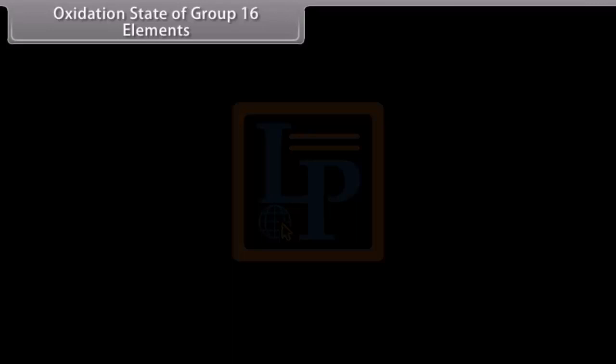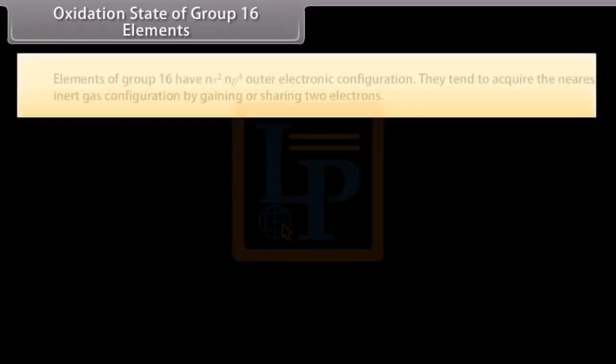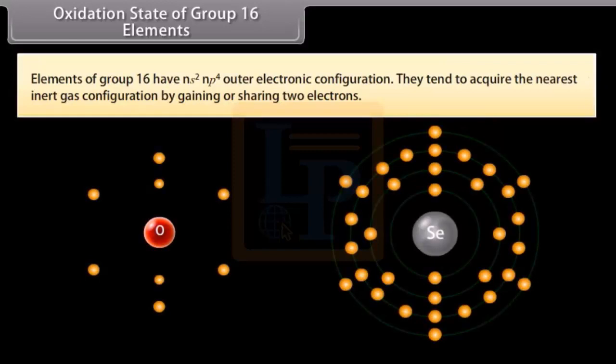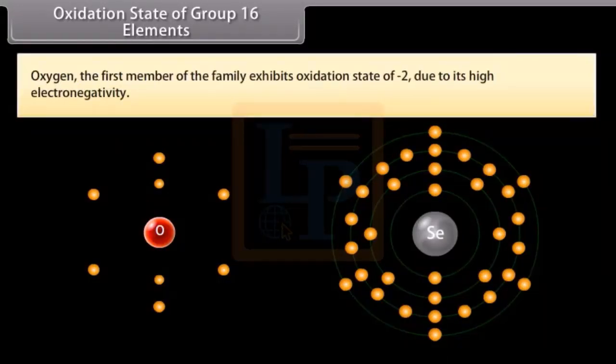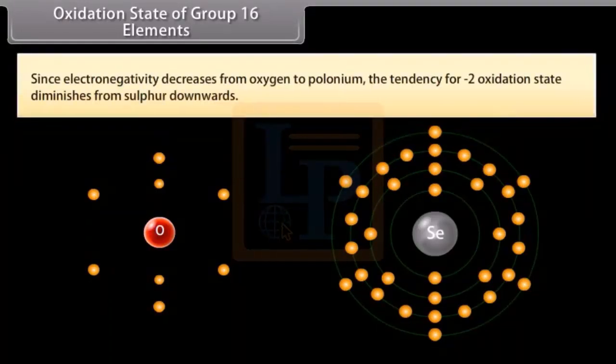Oxidation state of group 16 elements. Elements of group 16 have ns2np4 outer electronic configuration. They tend to acquire the nearest inert gas configuration by gaining or sharing 2 electrons. Oxygen, the first member of the family, exhibits an oxidation state of -2 due to its high electronegativity. Since electronegativity decreases from oxygen to polonium, the tendency for -2 oxidation state diminishes from sulfur downwards.